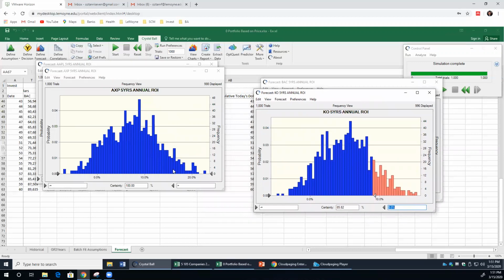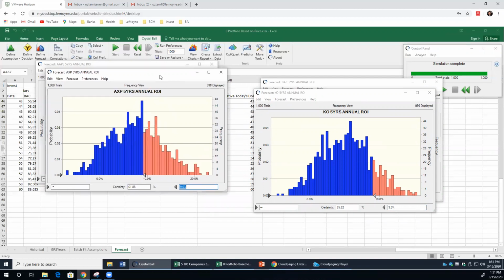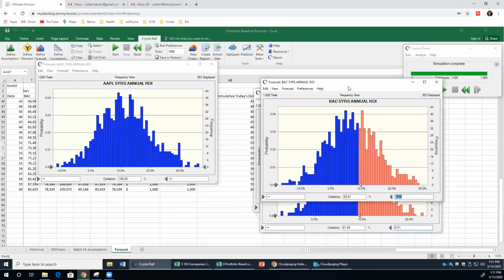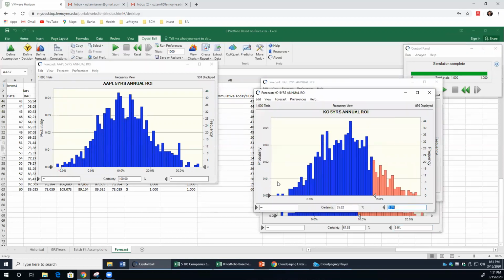All right, so let's try AXP, American Express. Probability of losing money, 9%, not too bad. Probability of not being able to beat the market, 61%. So I guess it's not that bad. Actually, the lowest is Bank of America right now. So the worst one is actually Coke, 85%.